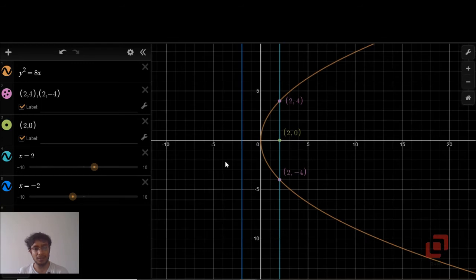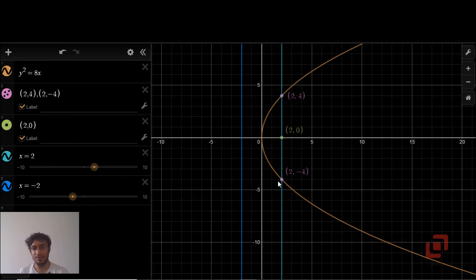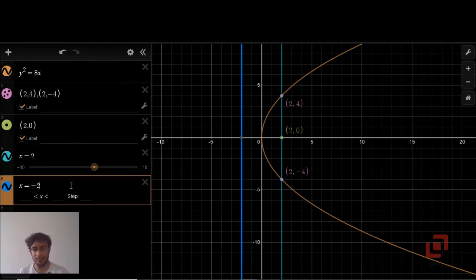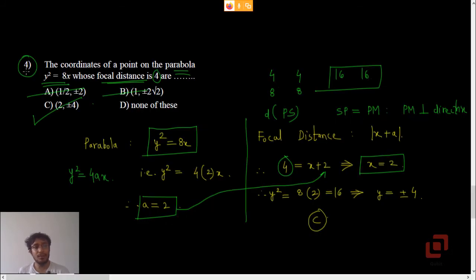The blue line here is x equal to minus 2. So if we calculate the horizontal distance between the point 2, 4 and the blue line, it will be 4. And if you calculate the horizontal distance between 2, minus 4 and the blue line x equal to minus 2, then again it will turn out to be 4, and this is basically the focus-directrix property of the parabola, because its eccentricity is equal to 1. Okay, so that completes the fourth problem. Let's go to the fifth one.